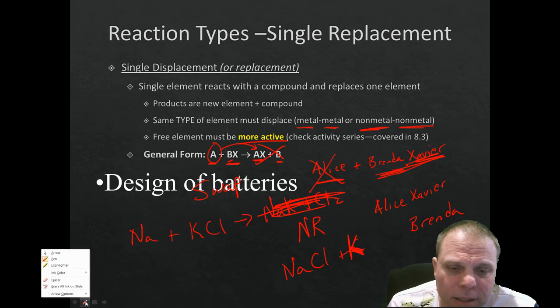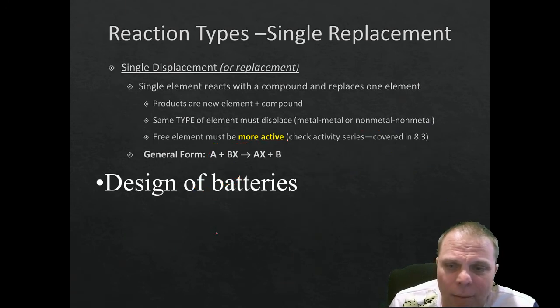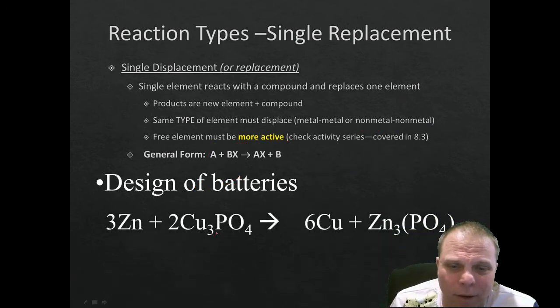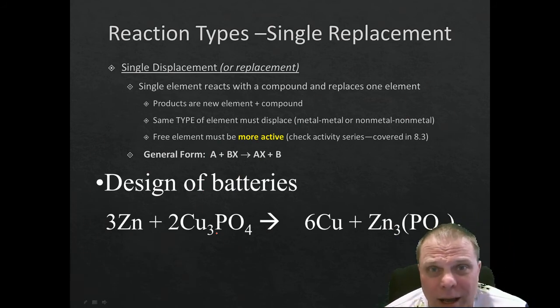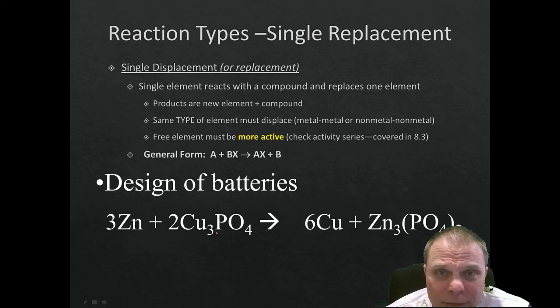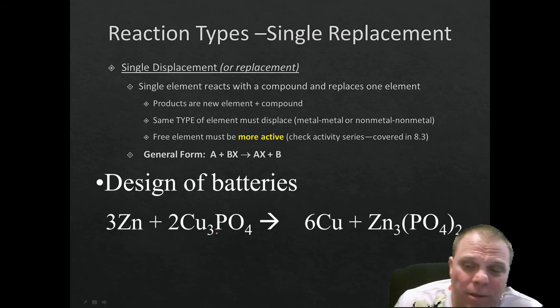Really cool application to this is batteries. When we look at a battery, we want to see that one ion is replacing another ion, and the movement of this ion is what gives you this electric current, this charge. In this example, we have zinc and copper phosphate being put together, and the zinc is more active than the copper, so the zinc is going to replace copper, and so you now have zinc phosphate, and the copper gets left out. And this is how batteries work.